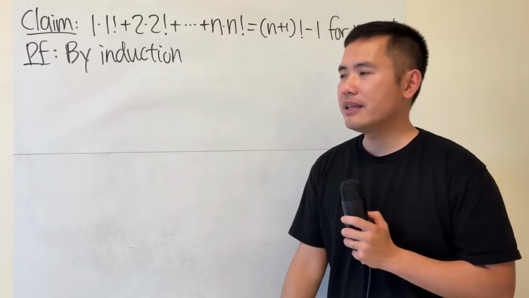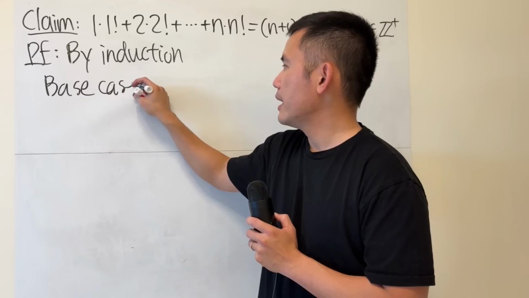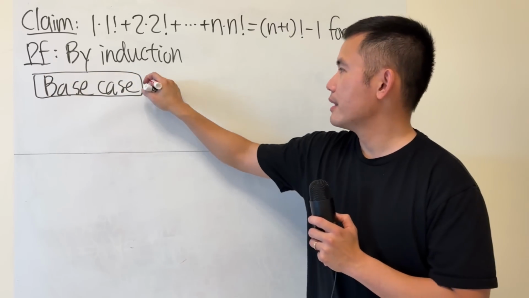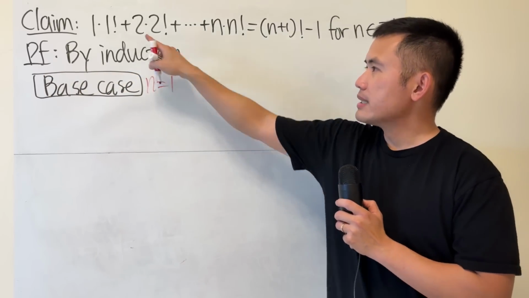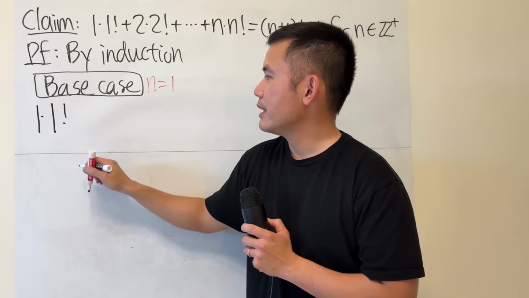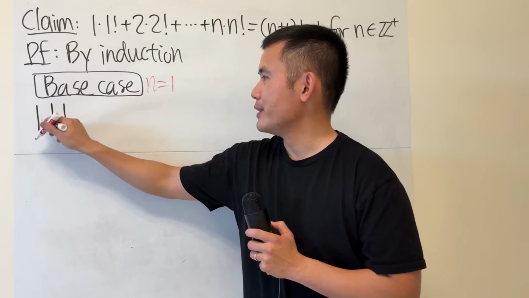And let's do the happy case, which is the base case. The base case is when n is equal to 1. On the left-hand side, we just have 1 times 1 factorial, and that's just equal to 1, and that's very nice.